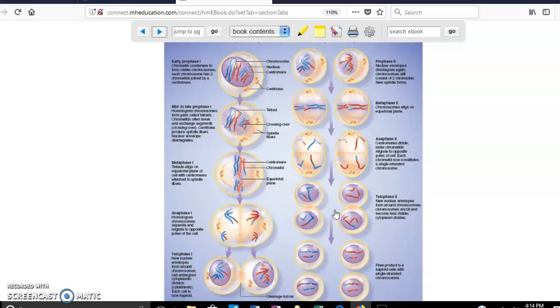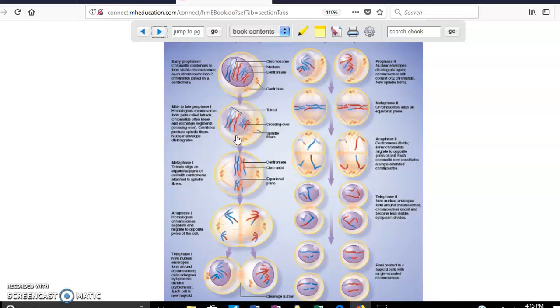Characteristics of meiosis are going to be independent assortment. You see here you have blue, red, blue, red. Next time it can be red, blue, red, blue. This arrangement at random provides different results right here in these 4 cells. And this is called independent assortment. The next one is crossing over.